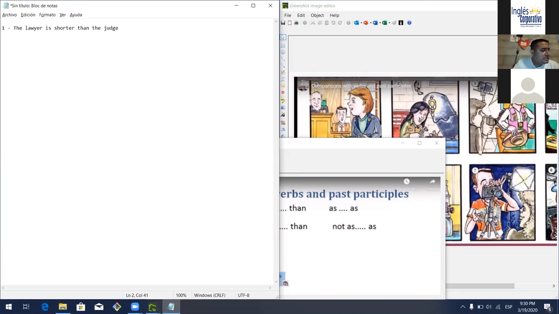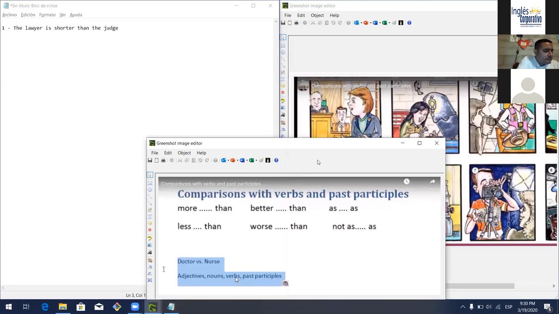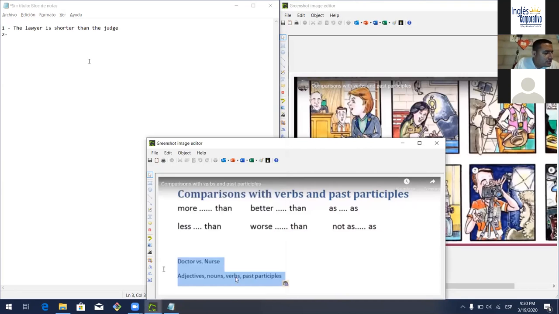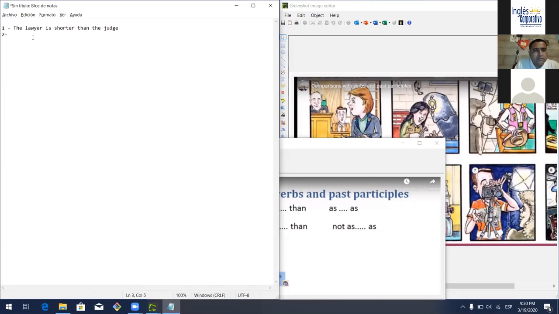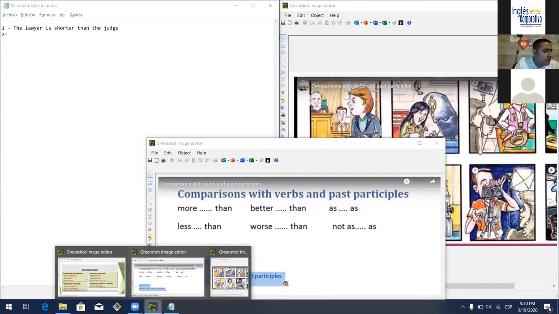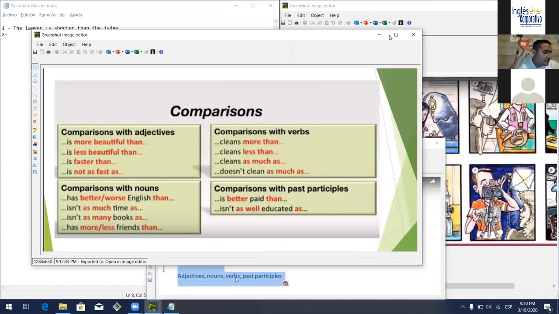This is for adjective, right? That's right, yes, adjective. The second one is for the nouns, right? Nouns, okay. For the same picture, for the first one, right? Yes. The second one, for example, is she has.